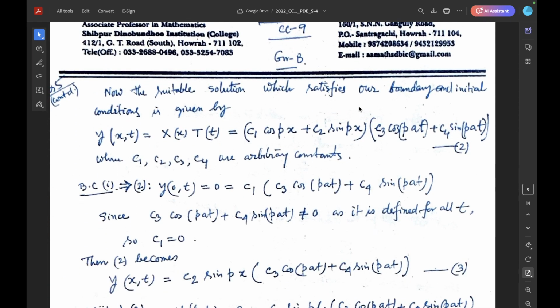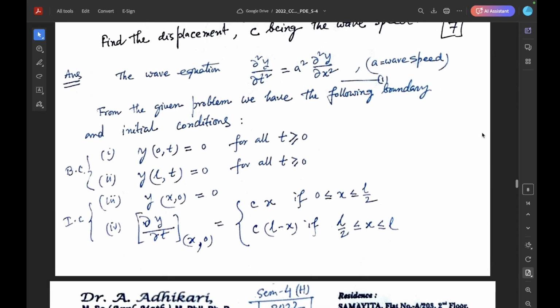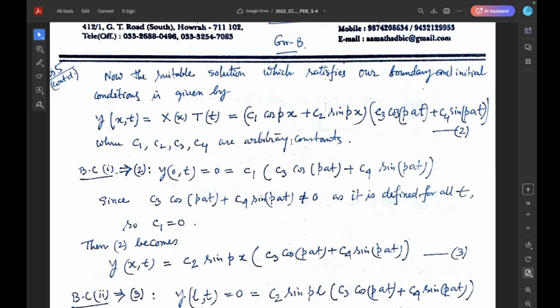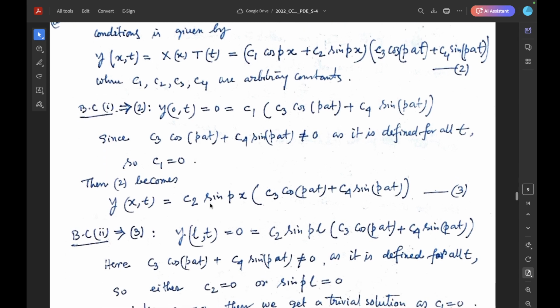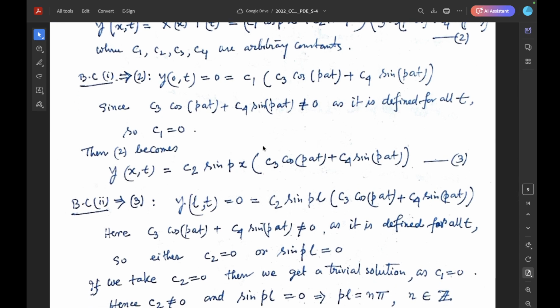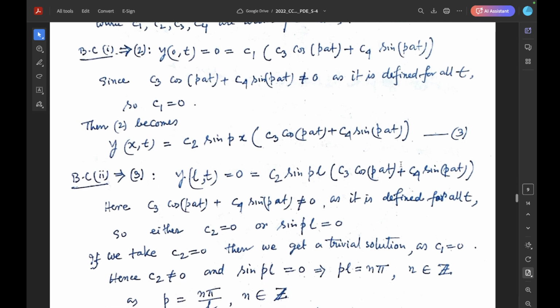Now a suitable solution which satisfies our boundary and initial conditions is given by y equal to capital X into capital T, which is equal to (c1 cos px plus c2 sin px) into (c3 cos pat plus c4 sin pat). I assume here a is the wave speed. c1, c2, c3, c4 are arbitrary constants. Boundary condition 1, that is y(0,t) equal to 0, gives: put x equal to 0 here. Sin 0 is 0, cos 0 is 1, so c1 into (c3 cos pat plus c4 sin pat). This term is not equal to 0 and it is defined for all t, so c1 must be equal to 0. Then from 2 we get y equal to c2 sin px into (c3 cos pat plus c4 sin pat), equation 3.